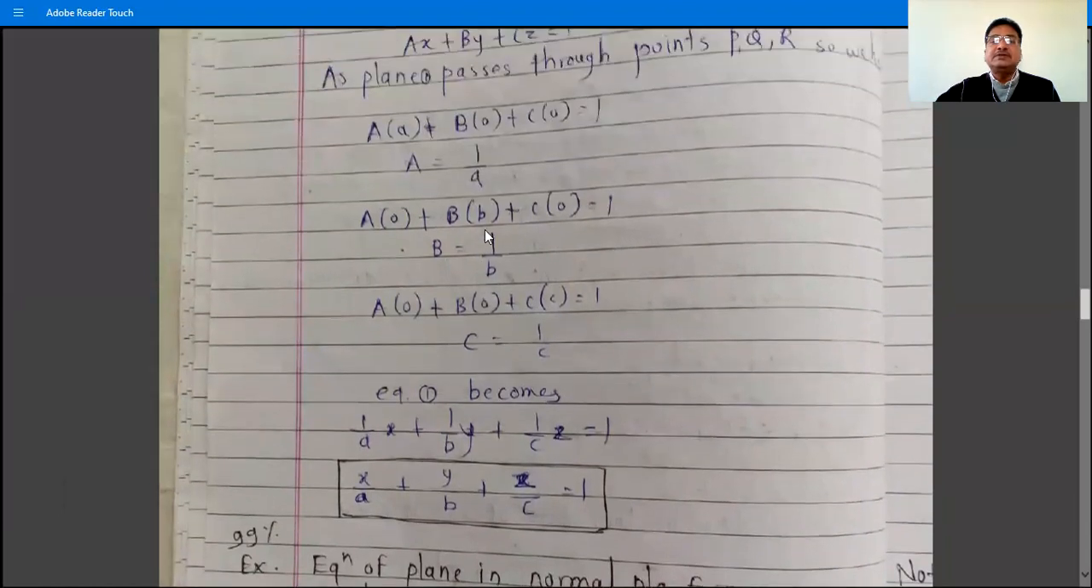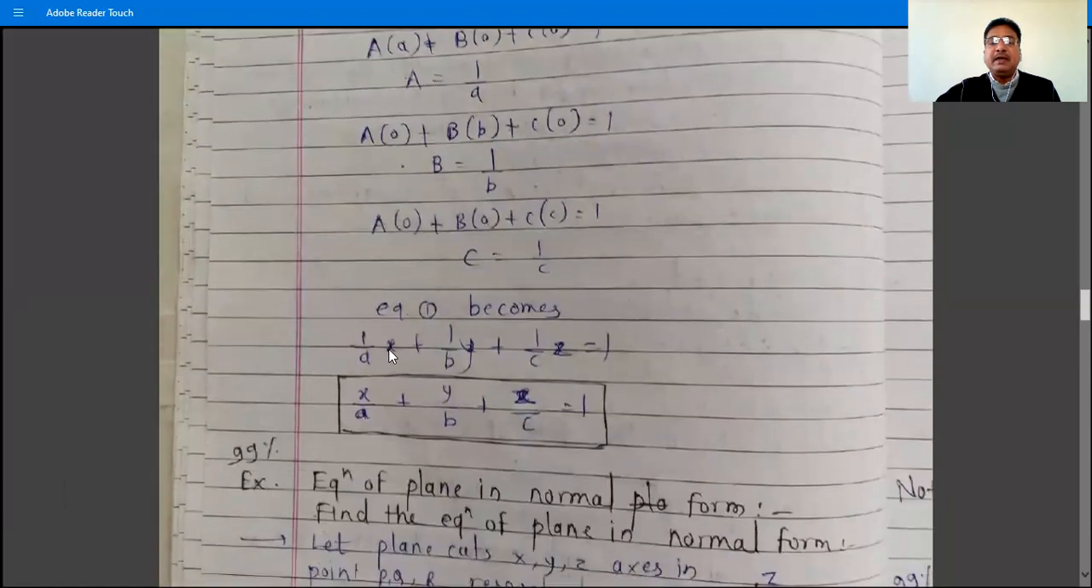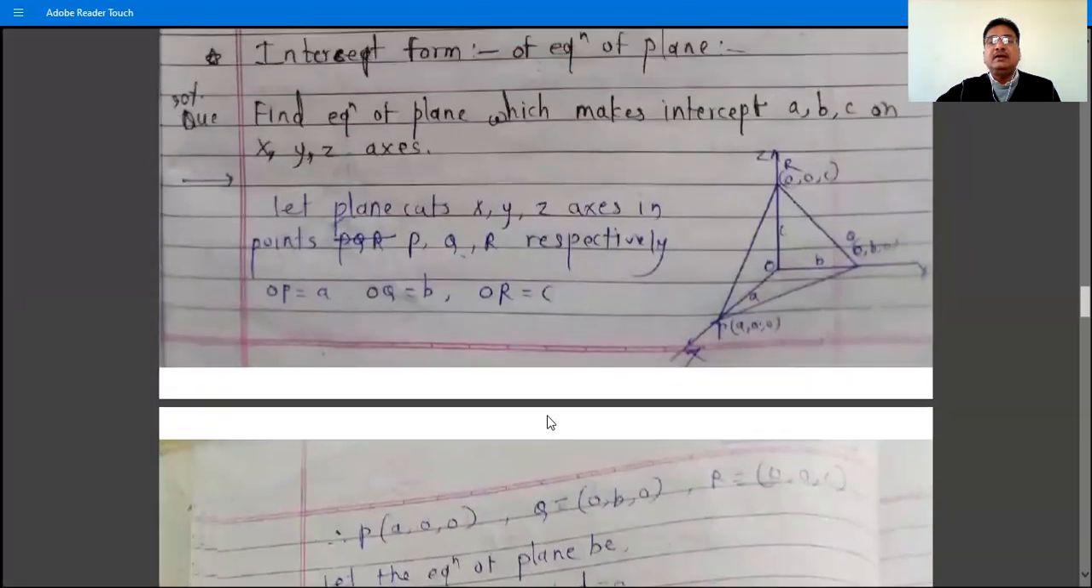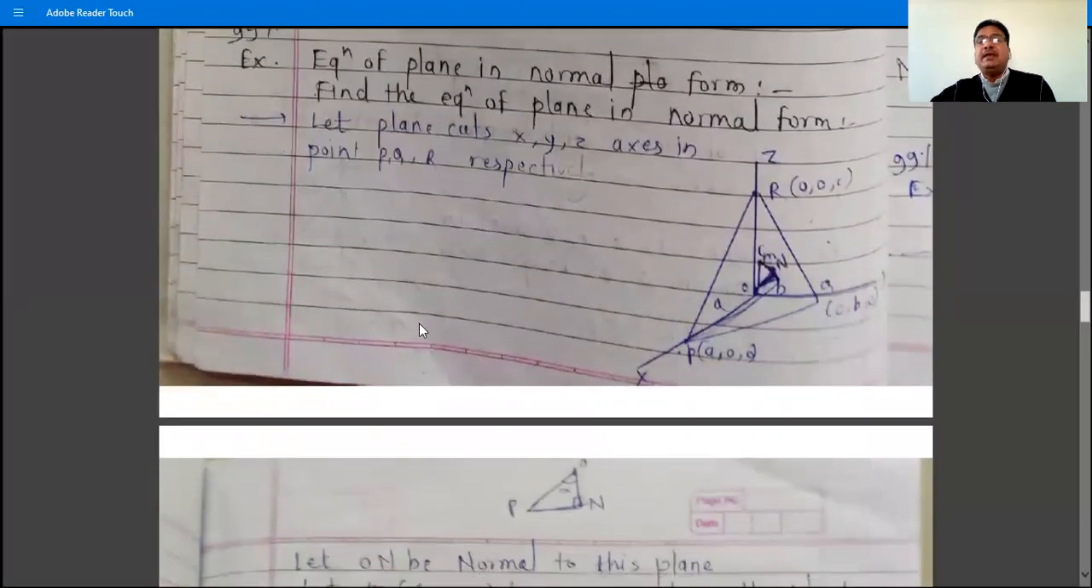Substitute these values of capital A, capital B, capital C in equation 1. What do we have? 1 by a x plus 1 by b y plus 1 by c z is equal to 1, and therefore x by a plus y by b plus z by c is equal to 1. This is the equation of the plane in intercept form. Okay. Next is the equation of the plane in normal form.